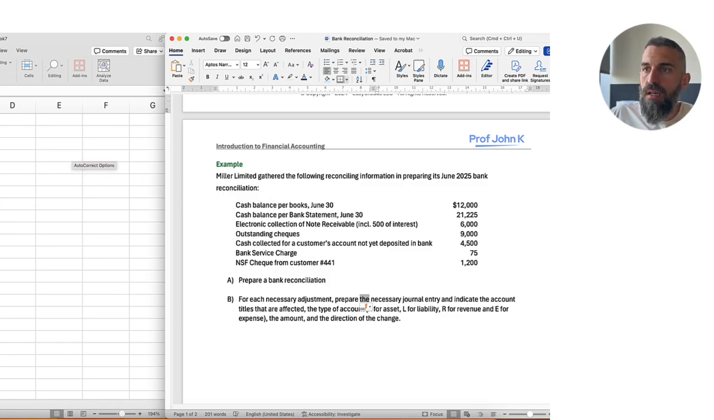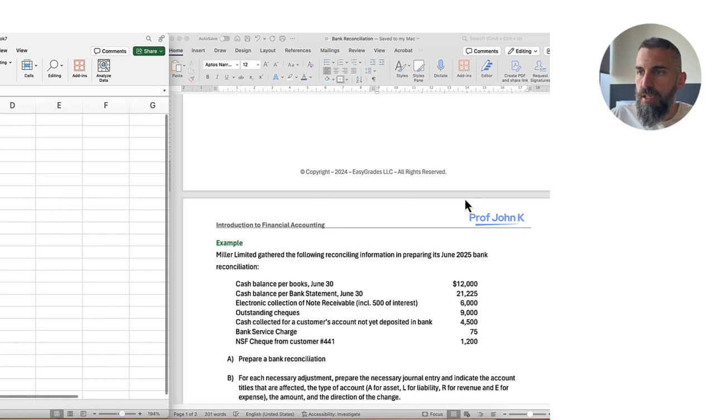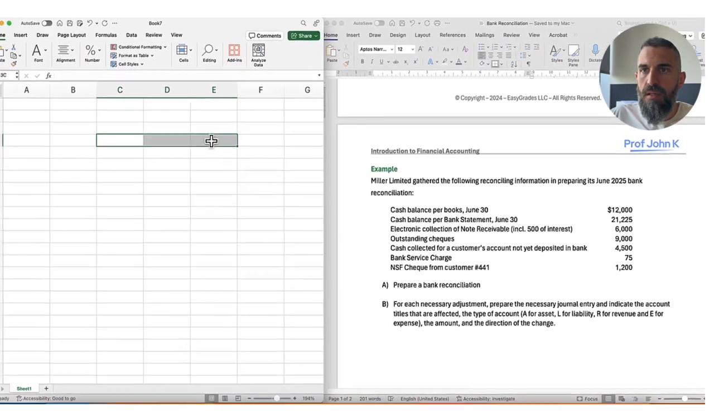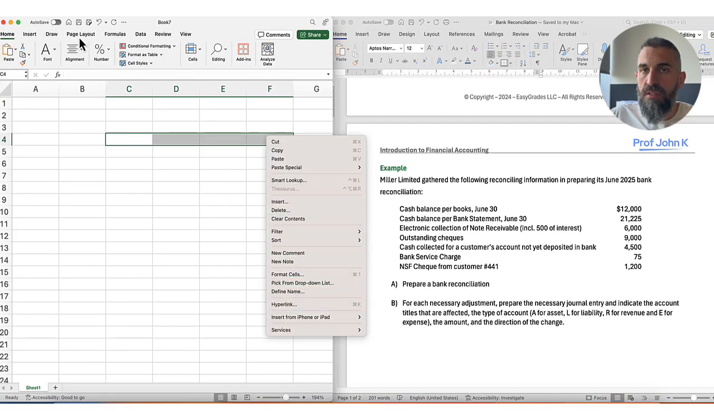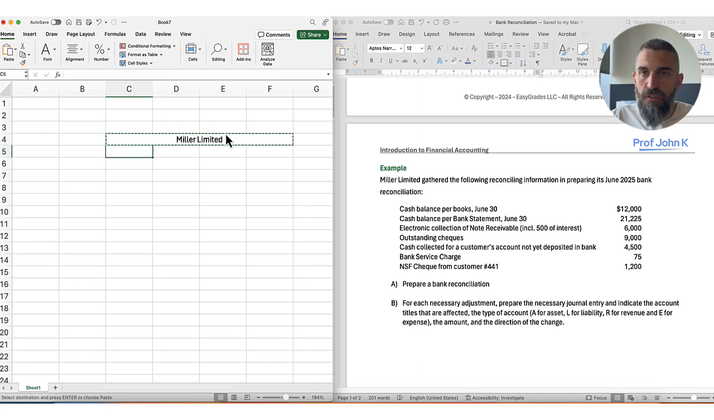So I'm going to follow this format here. This is Miller Limited. I'm doing this on Excel mainly because it's neater. You could do it by hand as well. If your exam is by hand, you should probably be doing this by hand, but it's going to be neater for you if I do it on Excel.